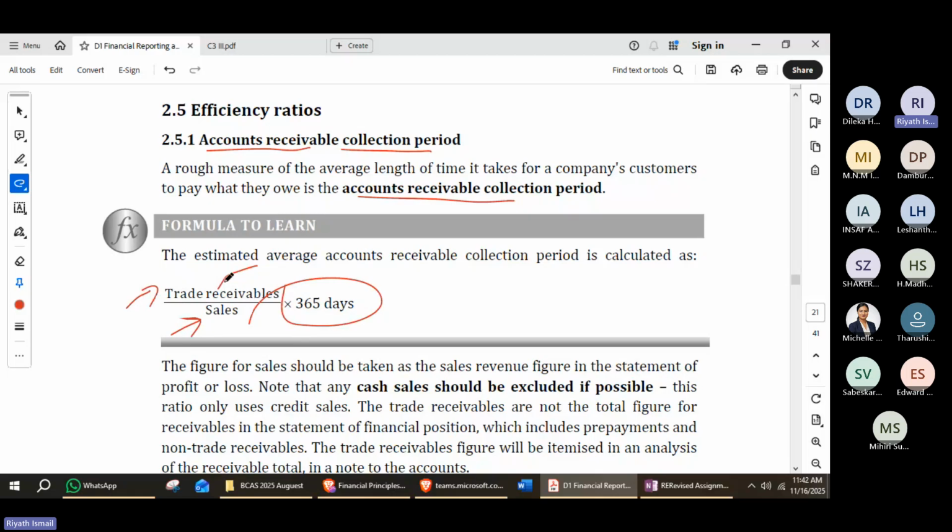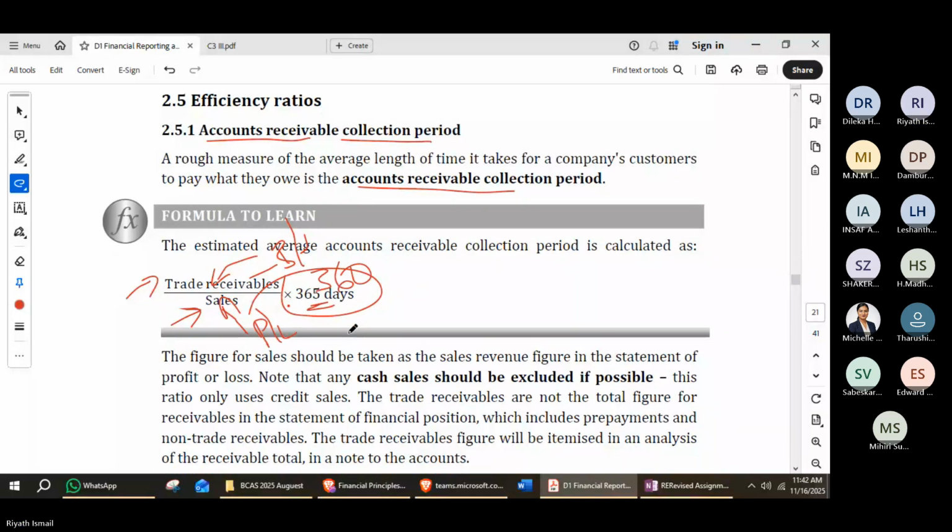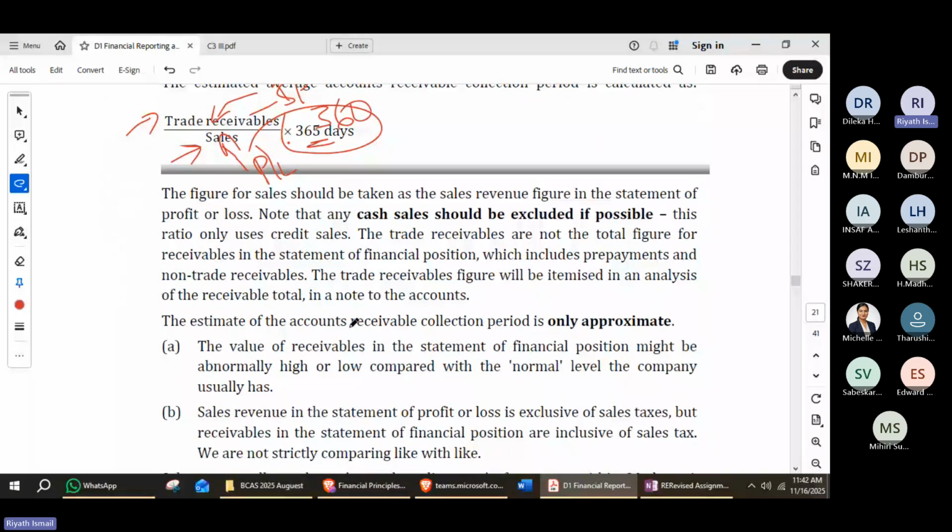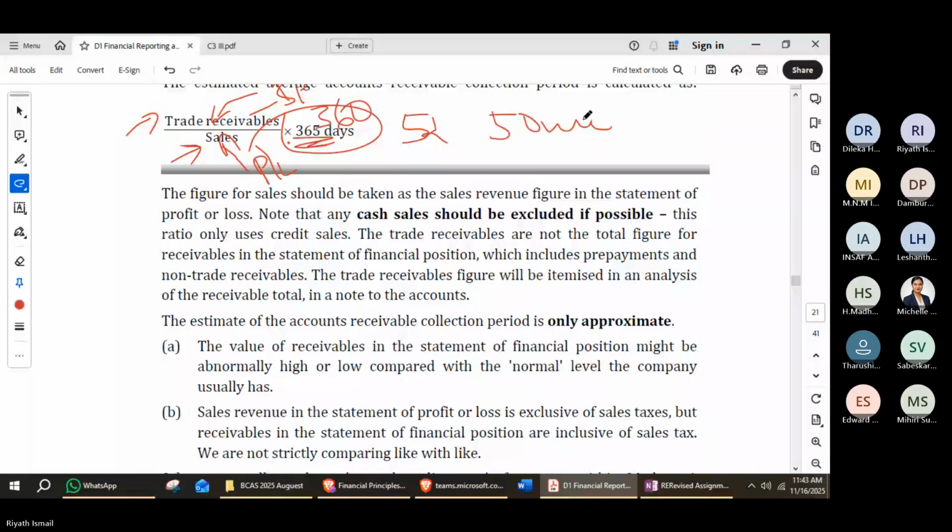Trade receivable you can take from the balance sheet. Sales is taken from the profit and loss account. Some people take 360 days. It may differ from textbook to textbook. Some people use 52 weeks or 50 weeks like that. The figure for sales should be taken from the sales revenue in the statement of profit or loss account.